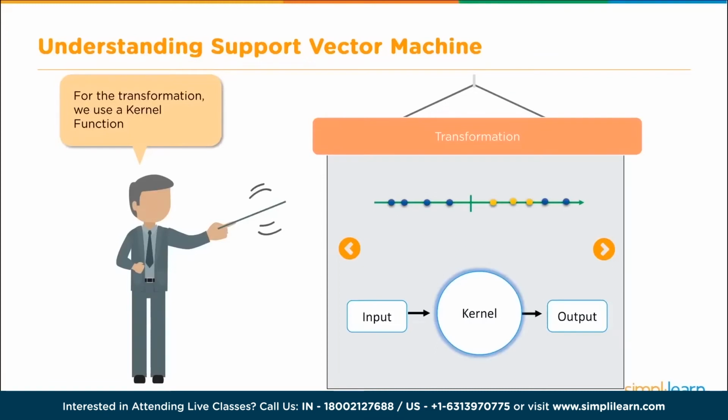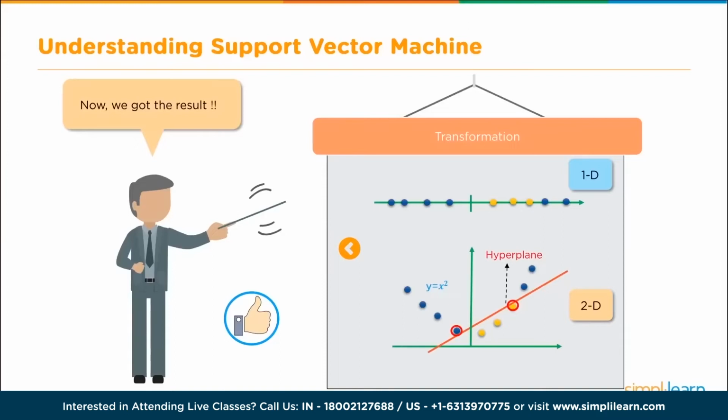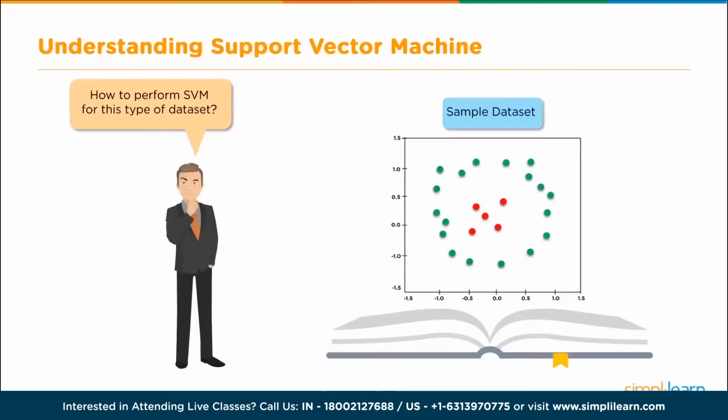For the transformation, we use what's called a kernel function. The kernel function will take the 1D input and transfer it to a two-dimensional output. As you can see in this picture here, the 1D when transferred to two dimensions makes it very easy to draw a line between the two data sets. What if we make it even more complicated? How do we perform an SVM for this type of data set?